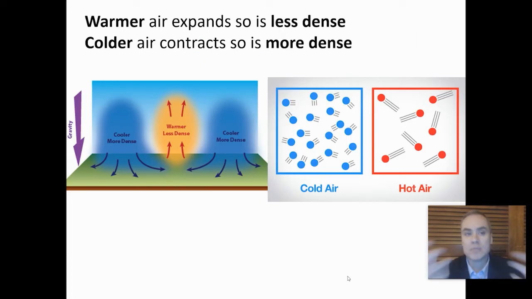Because air expands with heat, warmer air will become less dense. There's simply fewer molecules per square inch. Same thing is true in reverse. When air gets colder, it contracts. There are more air molecules per square inch. Warmer air expands more, so it tends to rise and it's less dense. Cooler air tends to sink, it's heavier, and it's more dense.